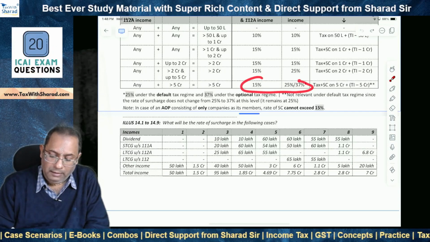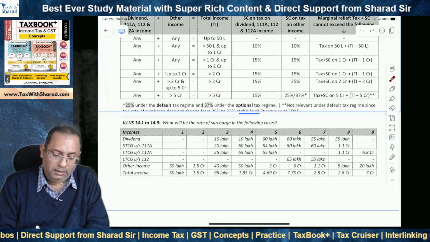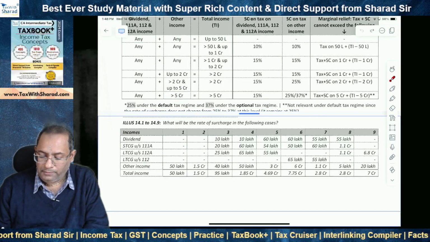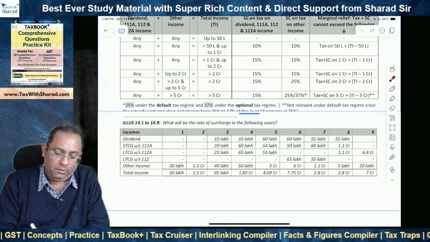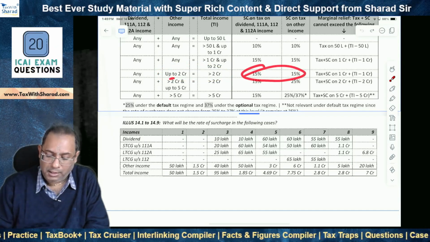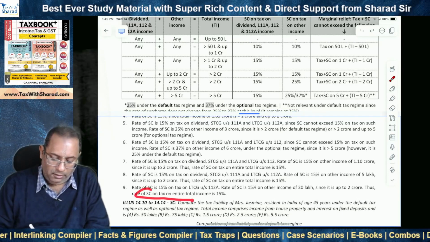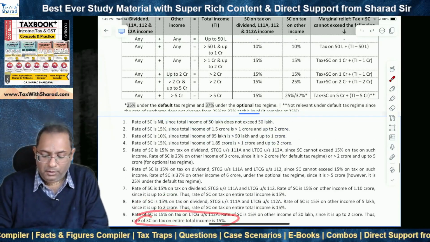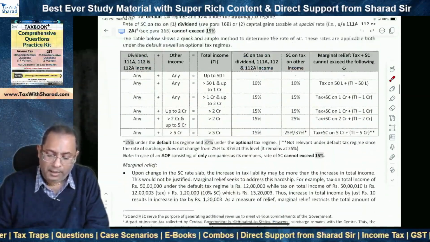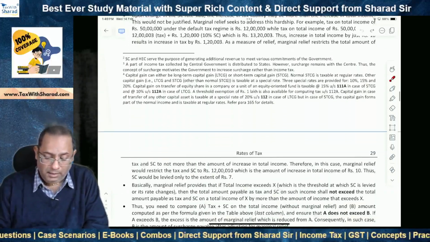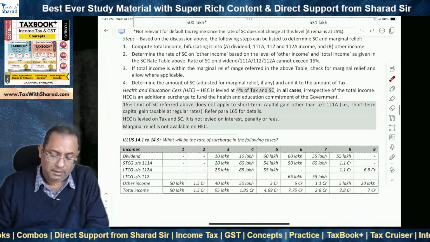It will not be 15% and 25% or 37%, because while the amount of total income is more than 5 crore, it is 7 crore, but the other income is not more than 5 crore because it is only 20 lakh. So this level will apply. Total income more than 2 crore and the other income of up to 2 crore, and consequently the rate of surcharge on tax on entire total income will be 15%. So using this particular table, you can quickly figure out the correct rate of surcharge, and I can assure you there will be no mistake whatsoever on your side if you use this table.